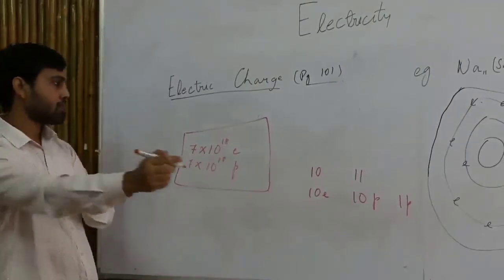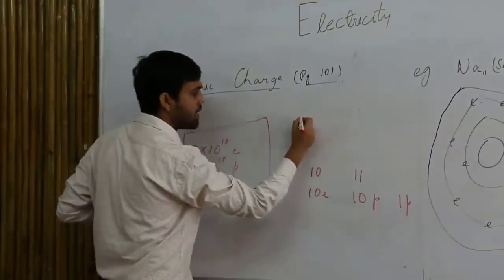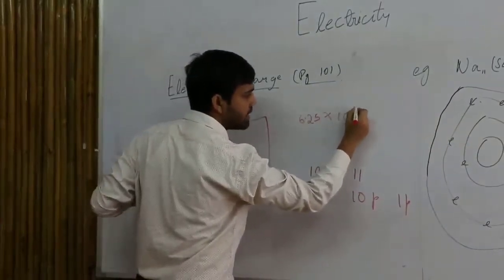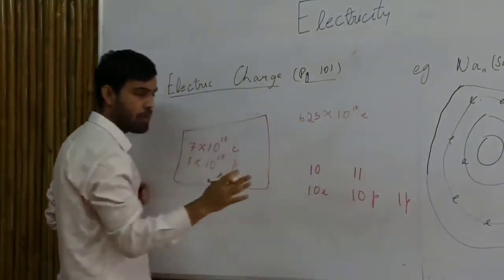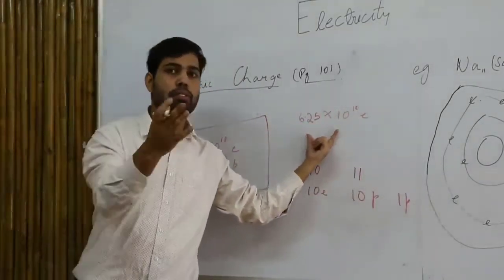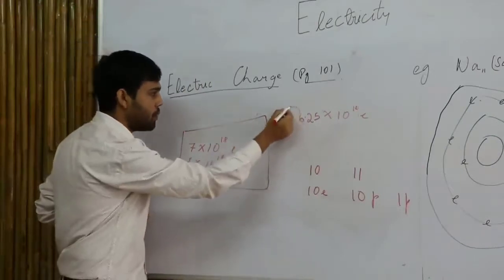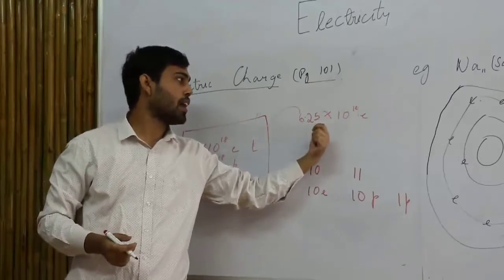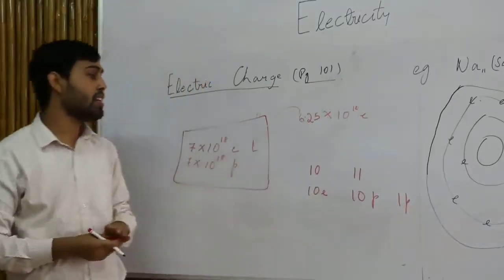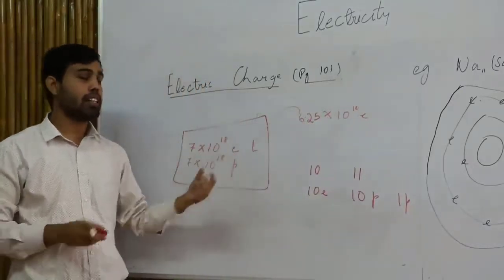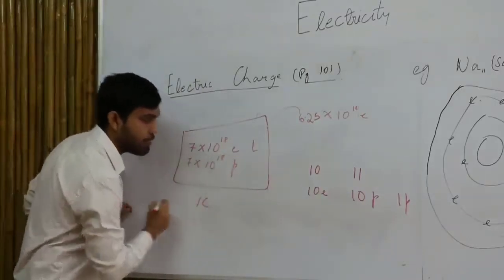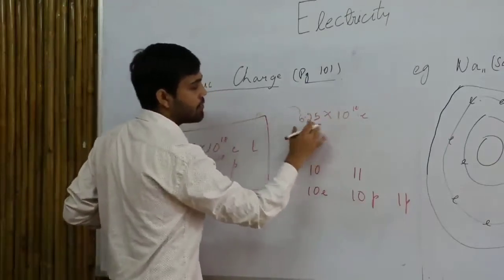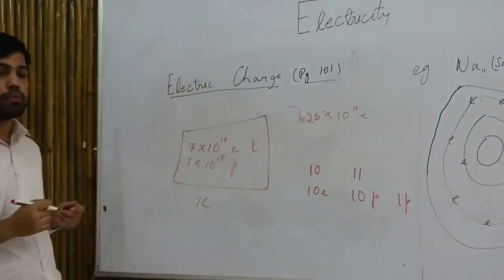Now suppose I bring in from outside 6.25 into 10 to the power 18 electrons. What I am doing is bringing this many electrons from outside. Now when I do so, if you look in here, there is an excess of 6.25 into 10 to the power 18 electrons. So in here, this body will acquire 1 coulomb of negative charge. So why is it 1 coulomb of negative charge? Because it is an excess of 6.25 into 10 to the power 18 electrons.